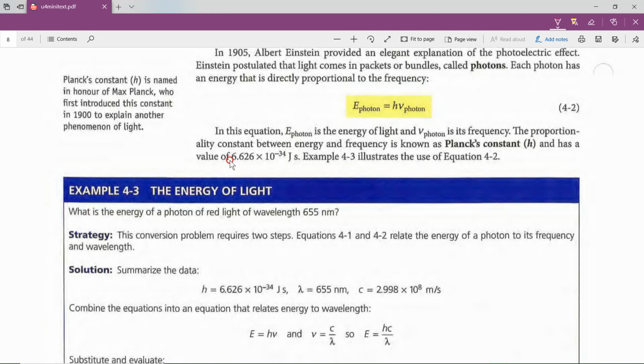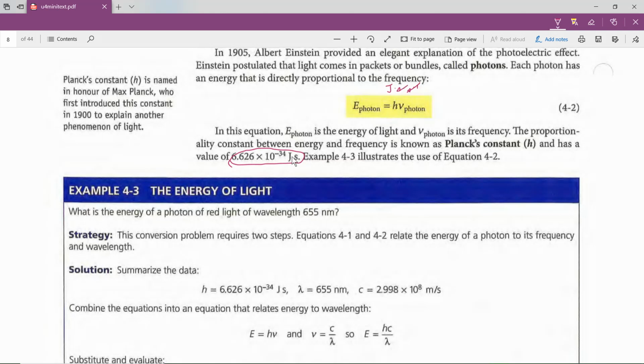You don't have to memorize it, but the value for Planck's constant is 6.626 by 10 to the minus 34 joule seconds. That's the units. It's joules times seconds because frequency is seconds to the minus 1, so the seconds to the minus 1 and the seconds cancel, and you get joules.